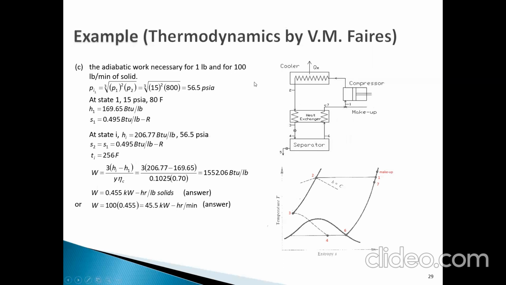Then, the adiabatic work necessary for 1 pound and for 100 pounds per minute. So, this is a 3 stage. So, kunin mo yung unang stage, times 3 mo na lang yung work. Yung unang stage for optimum pressure, yung parang sa 2 stage, ito, 2 stage square, ito cube root. So, P sub I1 is the cube root of P1 squared times P2, equal to the cube root of 15 squared times 800, is 56.5 PSI. Ito yung first discharge ng compressor, 56.5 PSI.